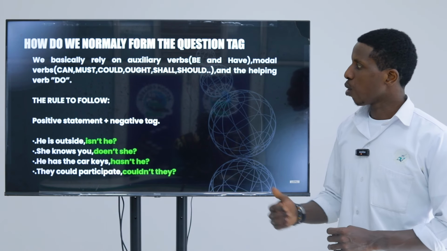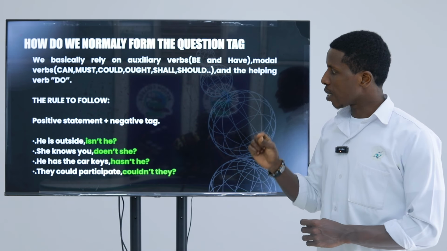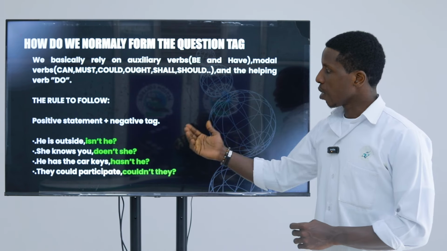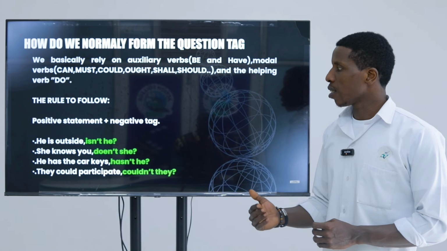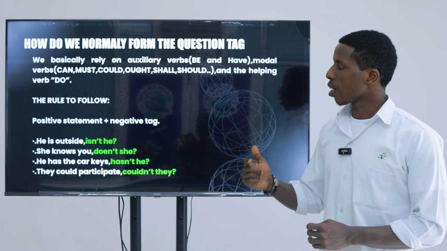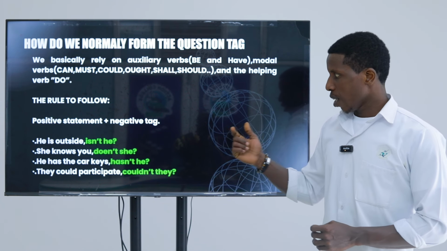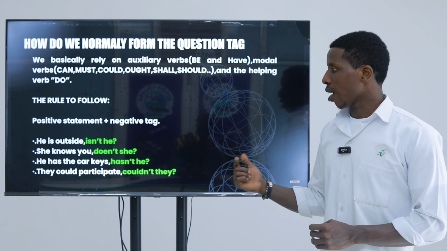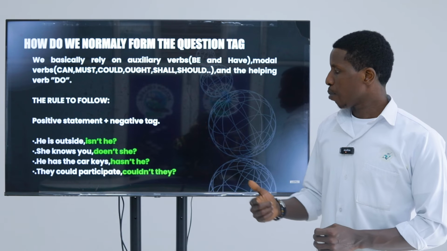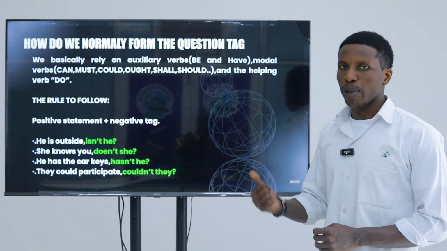Here we have the rule to follow. When we have a positive statement, the tag must be negative. As you can see here, positive statement, negative tag. Example: he is outside, isn't he? You see that he is outside, this is positive, and the tag must be negative. Like, she knows you, doesn't she? He has the car keys, hasn't he? They could participate, couldn't they? So positive statement, negative tag.